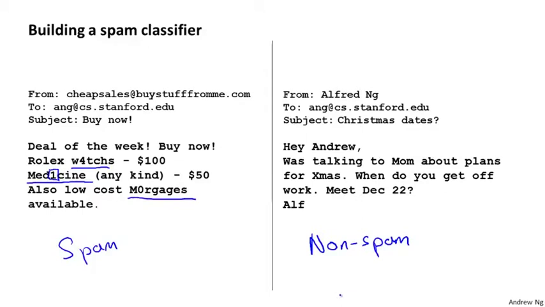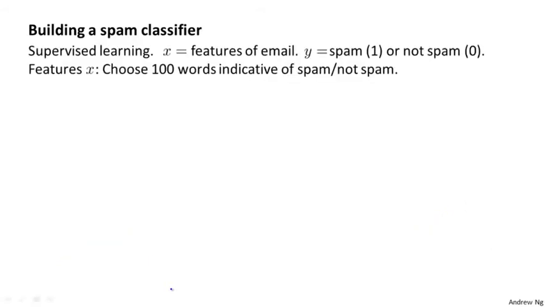Let's say we have a labeled training set of some number of spam emails and some non-spam emails, denoted with labels y equals 1 or 0. How do we build a classifier using supervised learning to distinguish between spam and non-spam? In order to apply supervised learning, the first decision we must make is how do we want to represent X, that is the features of the email. Given the features X and the labels Y in our training set, we can then train a classifier, for example, using logistic regression.